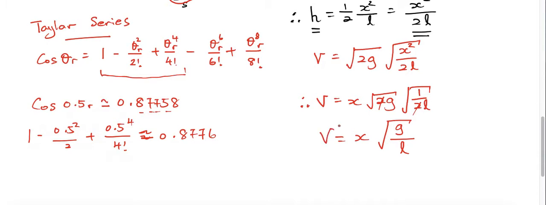So that's the speed. So if I know the horizontal displacement and I know the length that can be easily measured, then I'll be able to find out what's the kinetic energy, equal to half m v squared. You can easily figure it out this way.